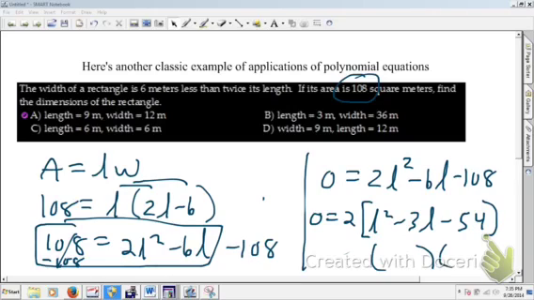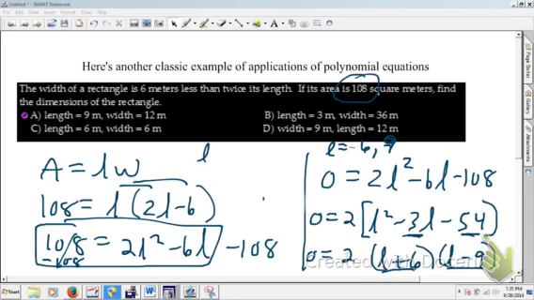Keep factoring. What times what makes 54? Well, 9 times 6 makes 54, and it just so happens that the difference of 9 and 6 is 3, so that's good news. So L and L, plus and minus. You'd have to have the 9 here and the 6 here to get back to negative 3 as the middle term. Now here's the catchy part. When you solve that, you get L equals negative 6 or L equals 9.